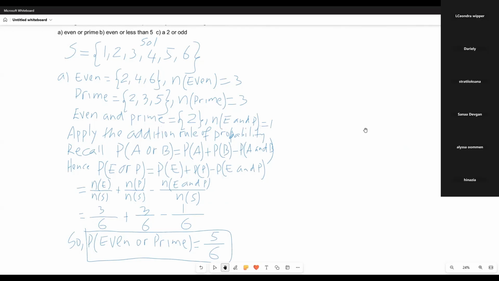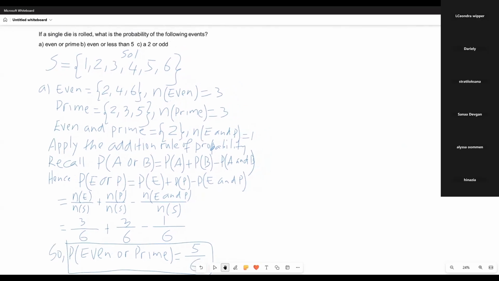The sample space, you're talking about a die. So as you know, a die has 6 faces: 1, 2, 3, 4, 5, 6. That's the sample space. So the number of outcomes in the sample space, that's N of S, is 6.